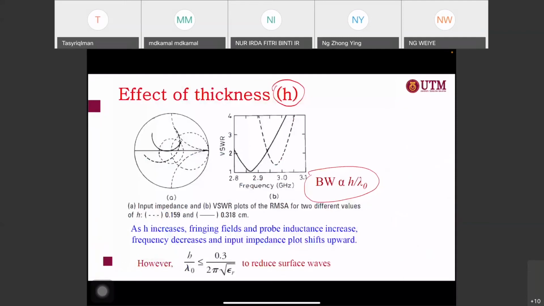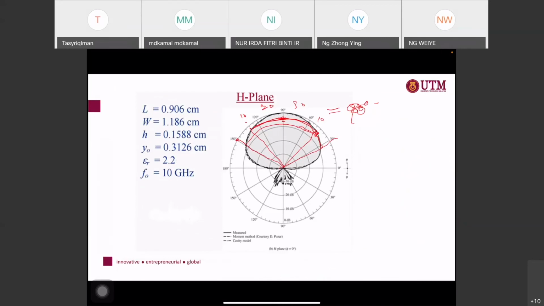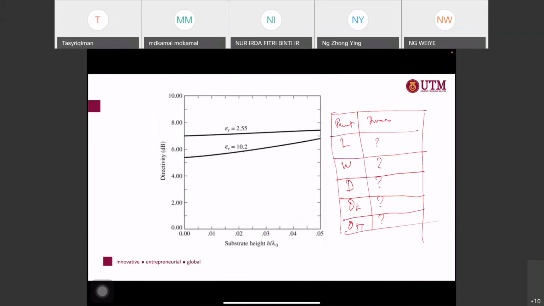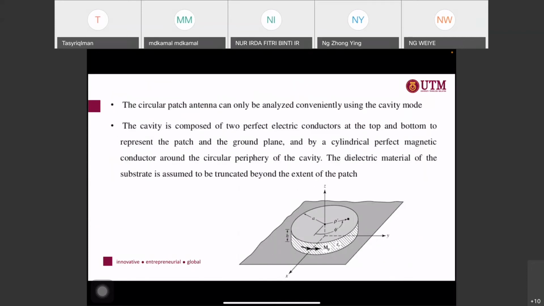Okay, right. So next I want to show you the circular microstrip. The circular microstrip is where the patch is in circular form, like this. For the rectangular, the most important thing is to find your L and W here. For the circular, you need to find the A here, the radius of your patch itself. The radius of the patch will determine the operating frequency of your circular microstrip.